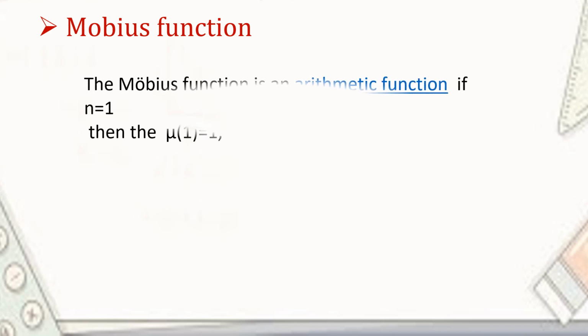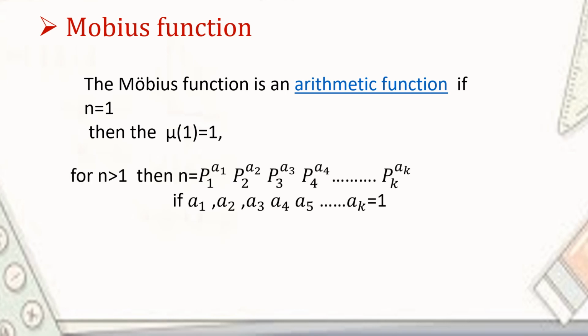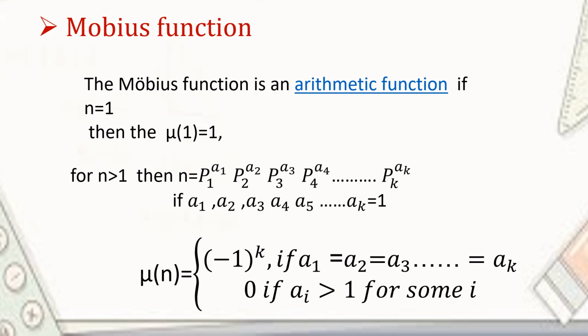Mobius function. The Mobius function is an arithmetical function denoted by mu. If n is equal to 1, then mu of 1 is equal to 1. For n greater than 1, n is written as a product of prime powers. If the powers of the distinct prime numbers are all equal to 1, then the Mobius function is defined as minus 1 to the power of k, and it is 0 if a_i is greater than 1 for some i. We'll see some examples.